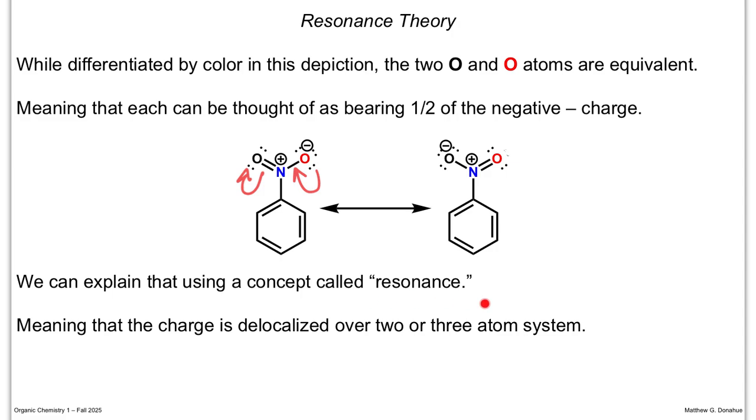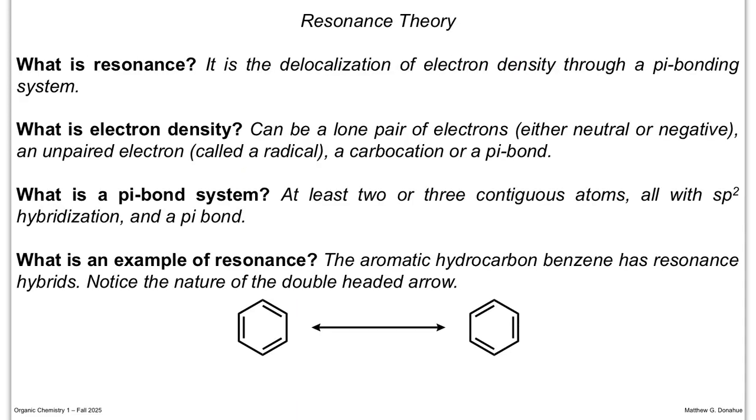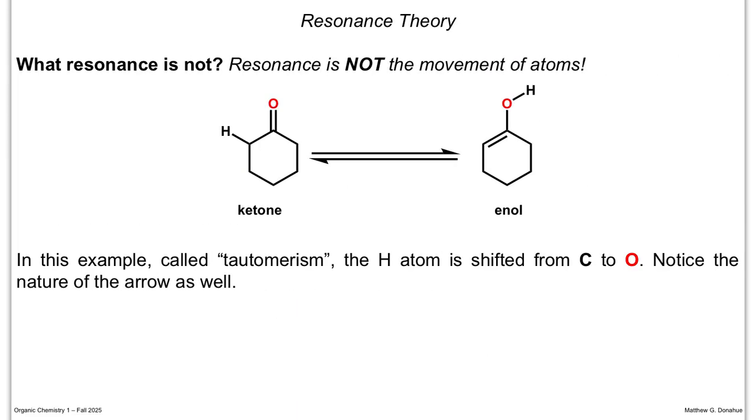So resonance is when you can move a lone pair around, you can move a plus charge around, or an unpaired electron called a radical. So I know this is kind of a wham bam thing here. Let me just state that resonance is not the movement of atoms.